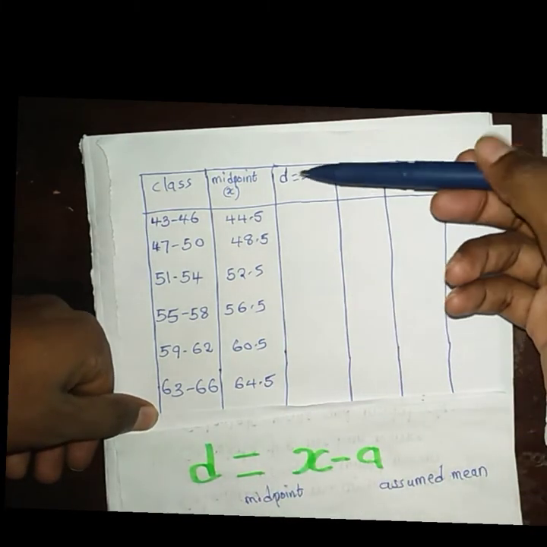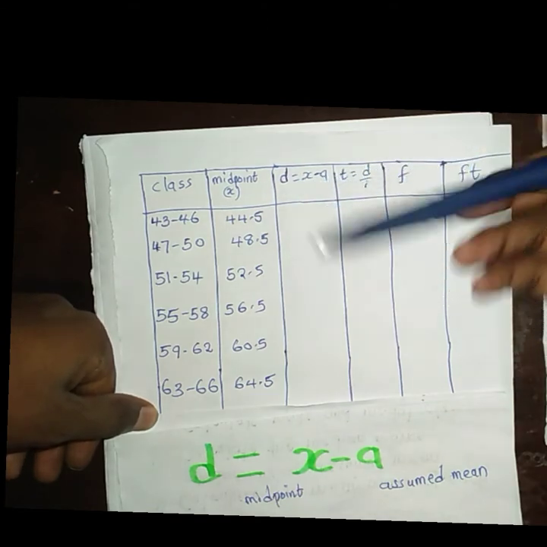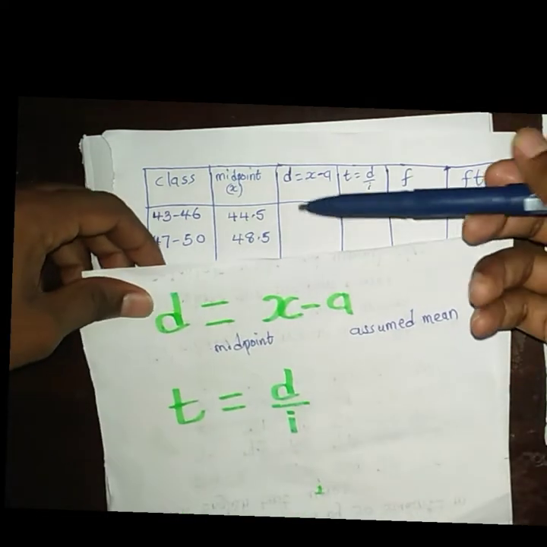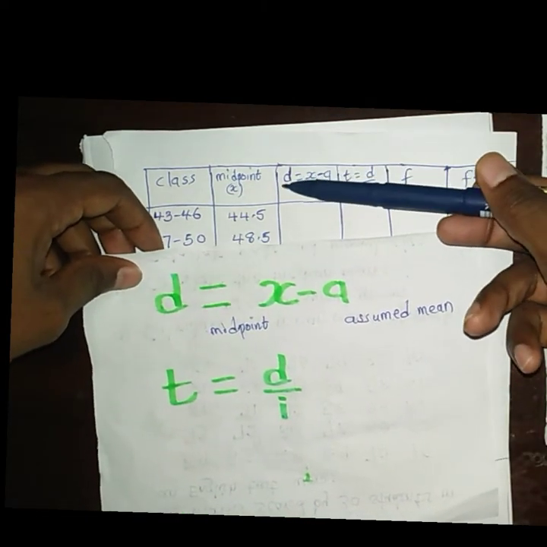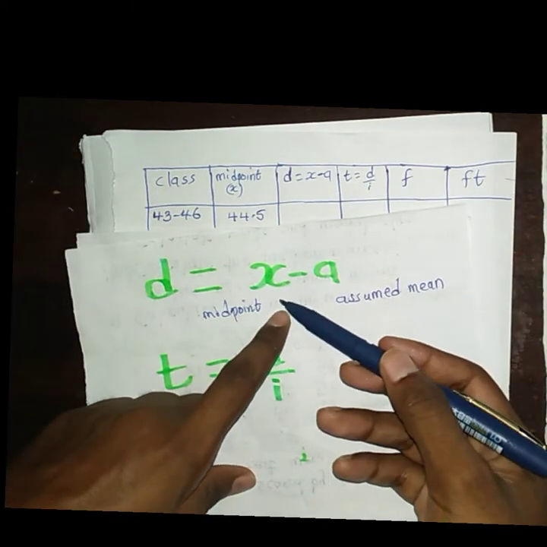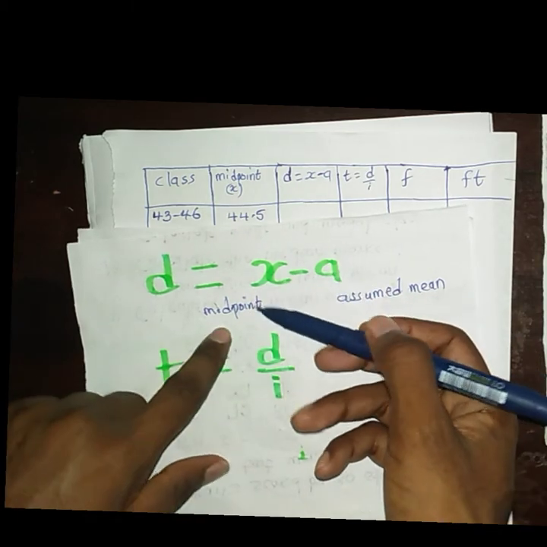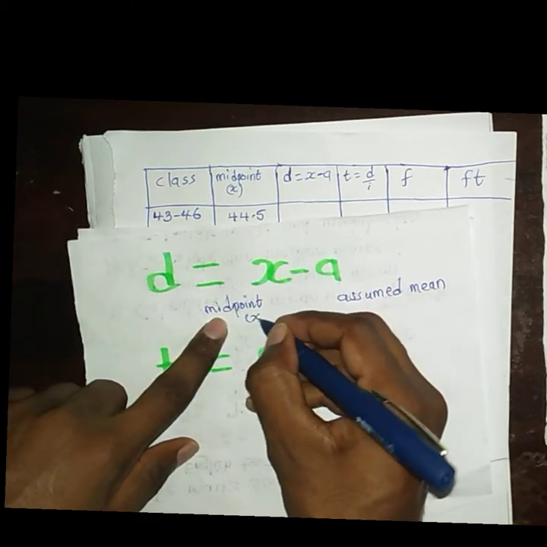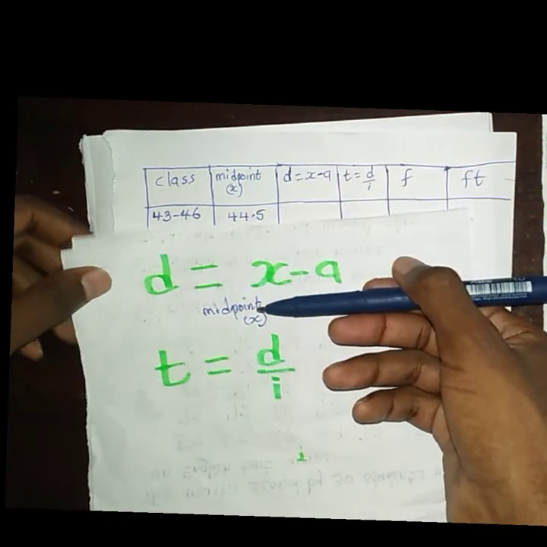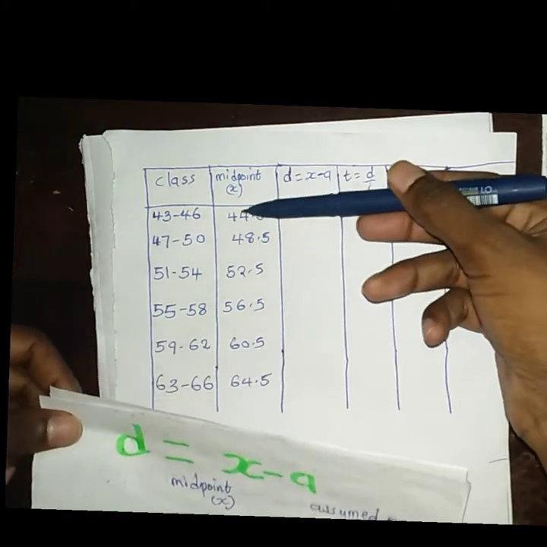So we need now to also fill this column D, and the formula for calculating the values of column D is this one. We subtract x minus a. X is the values of the midpoint column. These are the values of x. We subtract the values of x.